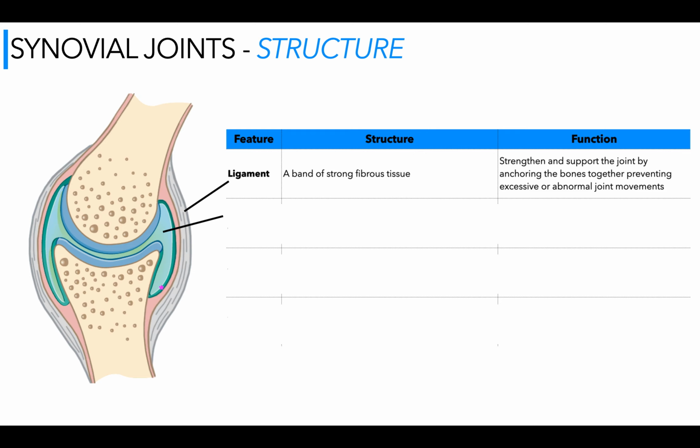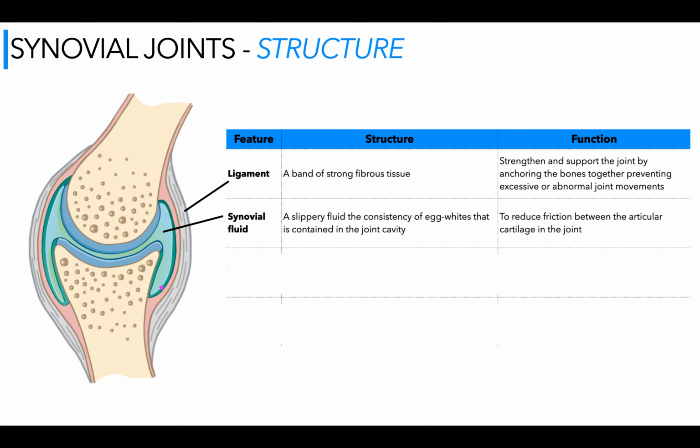Next in here we have what actually makes a synovial joint, the synovial fluid. Describing its structure, it has the consistency of egg whites if you've ever cracked an egg, and this is contained in the joint cavity. Its function is to reduce friction between the articular cartilage in the joint.